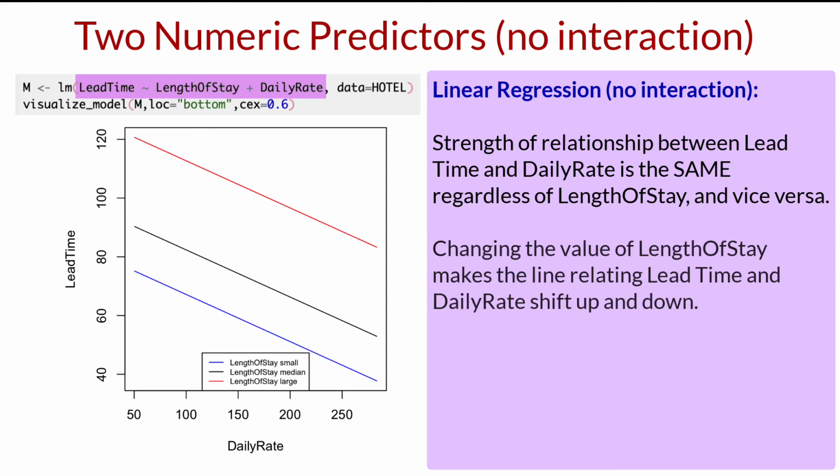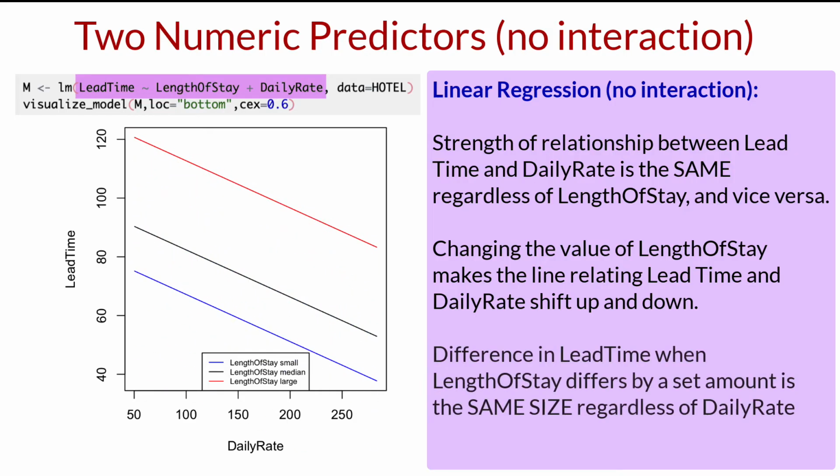So fitting this model by separating those columns with a plus sign in the formula, then visualizing it, we see that regardless of whether the length of stay is small, medium, or large, the relationship between lead time and daily rate is strong and negative, with always the same strength. Further, the differences in the average lead time between long and short lengths of stay, when we consider bookings at different daily rates, remains the same.